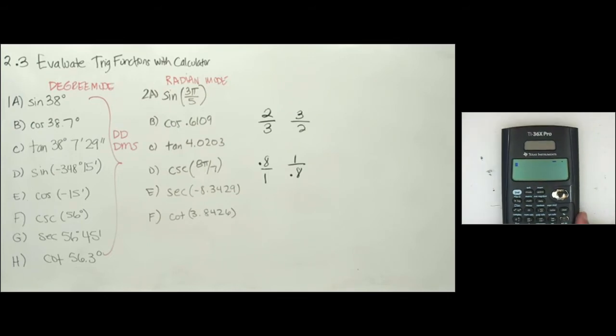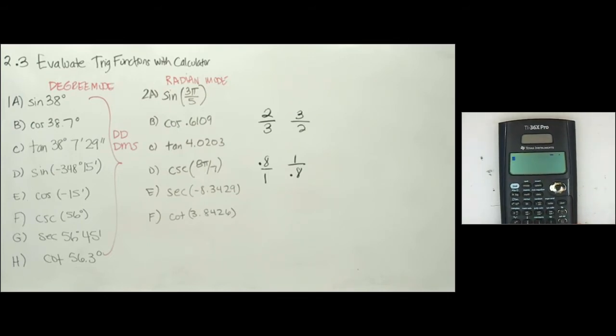On the pro, again, there are no buttons for the reciprocals. There is no cosecant button down here. So the reciprocal of cosecant is sine. So I'm going to do the sine of 56 degrees. I'm in degree mode, so I don't need the degree symbol. I'm going to hit enter.